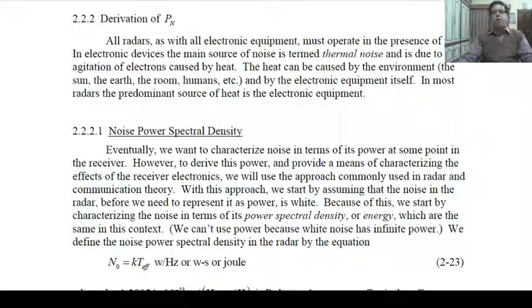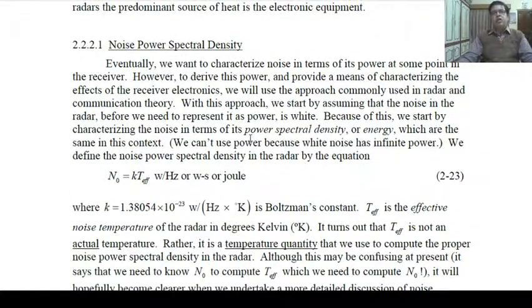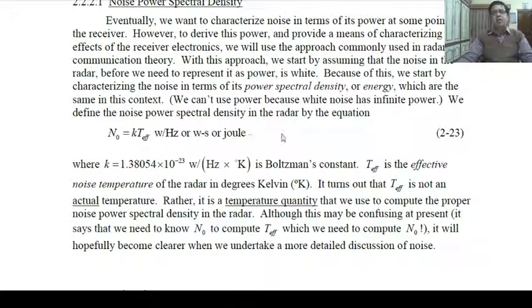We are continuing our topic, the radar range equation, in which we have already included many terms. Now the term we want to explain and understand is the noise power spectral density. What is noise power spectral density?